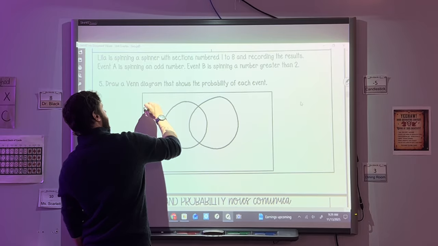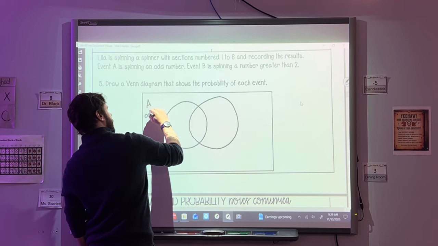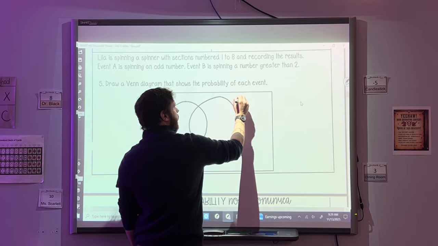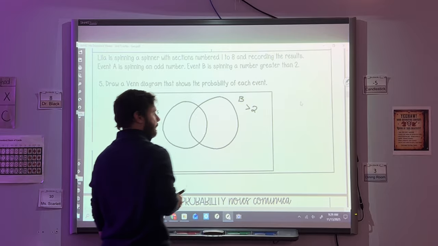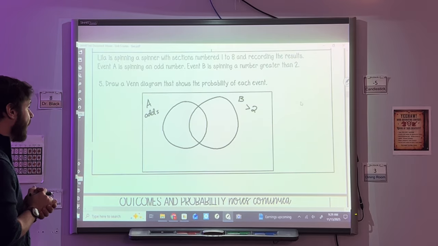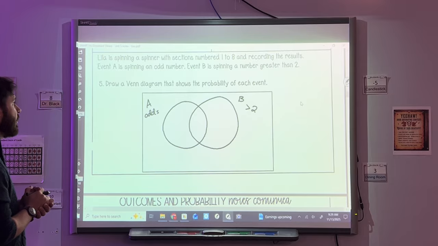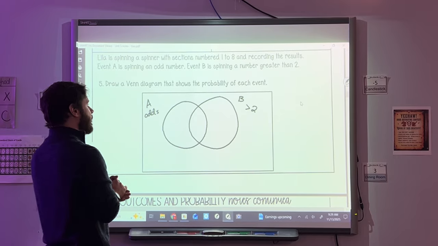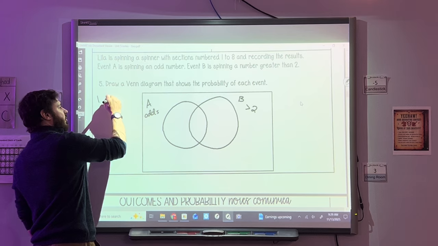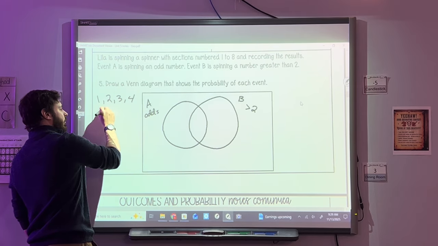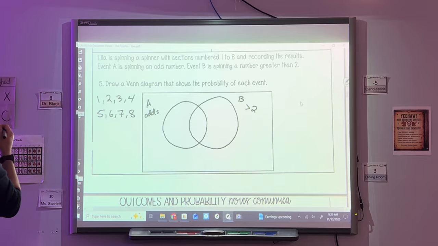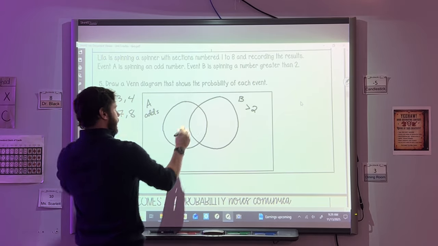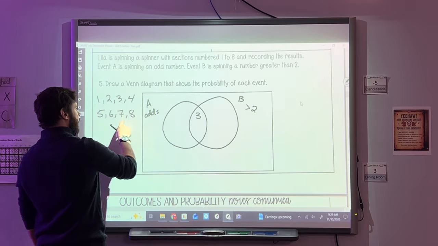So event A, these were odds. And event B was a number greater than 2. And it was 1 through 8. Awesome. Now, where is the overlap? Let's write out all of the sample space. Might help me. 1, 2, 3, 4, 5, 6, 7, 8. All right, where's the overlap? What is bigger than 2, but still odd? 3, 5, and 7.